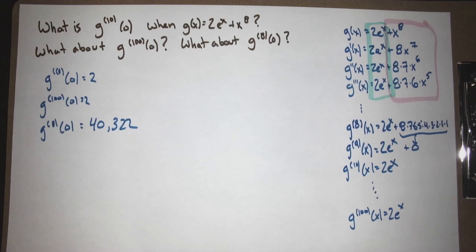Where did the e to the x go? If we put x equals 0, well, 0, would that just be 1? Oh. No, it would just be e. Well, e to the 1 is e. E to the 0 is 1.